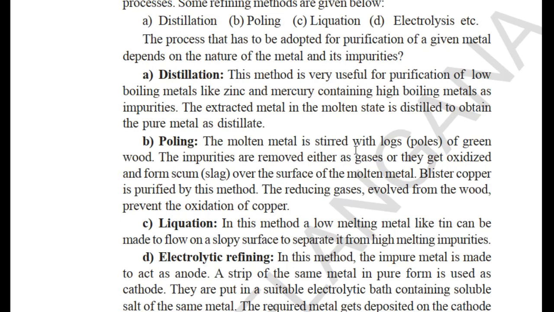So with the help of green wood, they will be stirring the molten metals. Impurities are removed either as gas or get oxidized to form a slag, meaning they form slag on the surface, or they get removed as a gas.